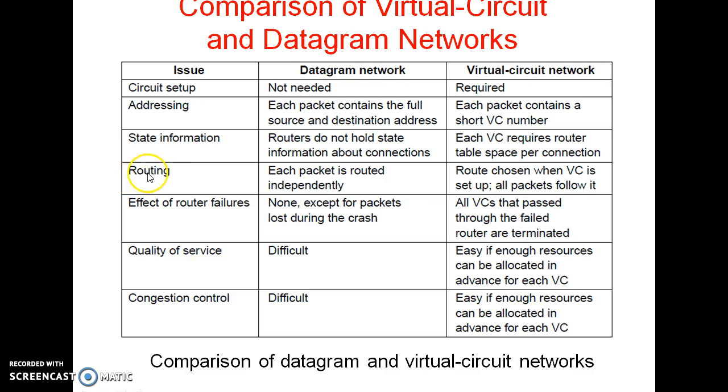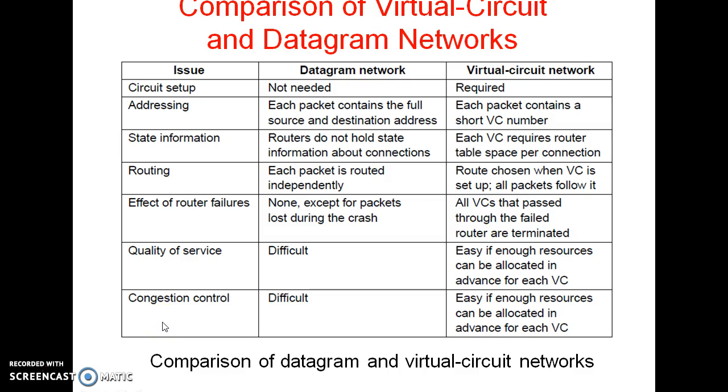The next one is routing. Each packet is routed independently in the datagram, whereas in VCN, the route is chosen when the VC is set up, and all packets follow it. Effects of router failure: none except for packets lost during the crash in datagram. All virtual circuits that pass through the failed router are terminated. The next issue is quality of service. In datagram network it is difficult. It is easy if enough resources can be allocated in advance for each virtual circuit.